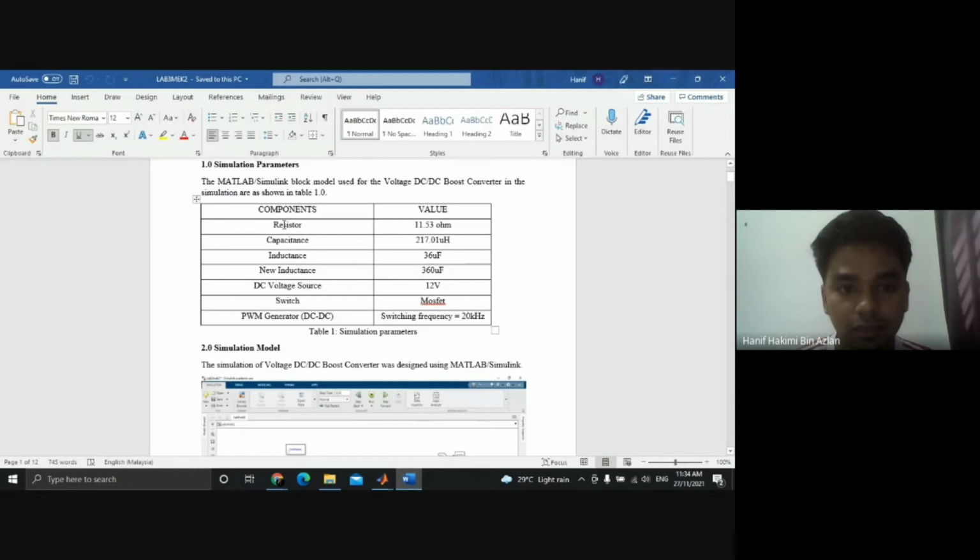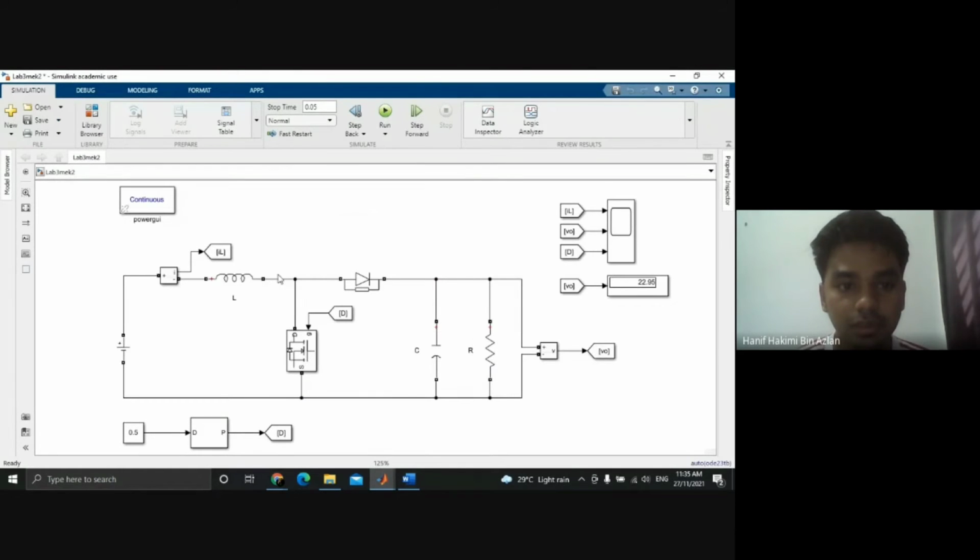The value of resistor is 11.52 ohm, capacitor 217.01 microfarad, inductance 36 microhenry. The new inductance for question 7 is 360 microhenry and the DC voltage source is 12 volt. After we insert the values for this simulation, we set the duty cycle to 0.5 and stop time 0.05 and then run. After we run, we get the result for the output voltage.